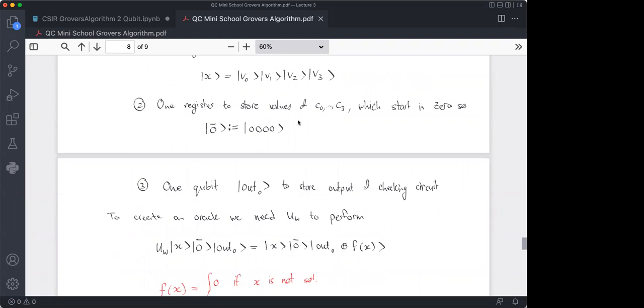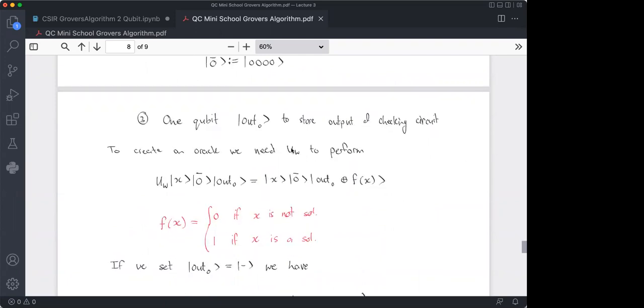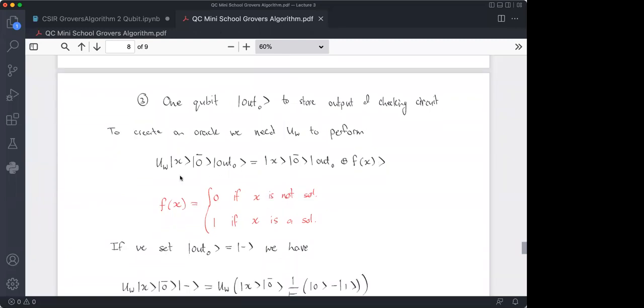To create an oracle, we need this unitary operator U_W, where W is the winning solution. This oracle should perform the following transformation. When this oracle acts on the state of the 3 registers, it should do addition modulo 2 of out 0 with f of x, where f of x is 0 if x is not a solution, and 1 if x is a solution.